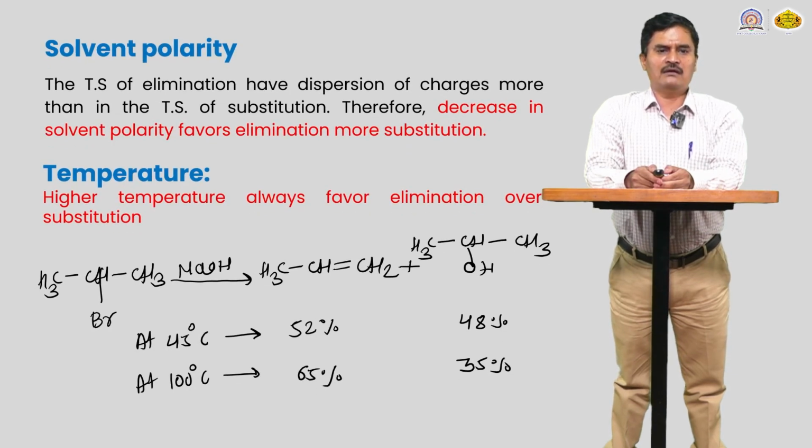Then another factor, that is the solvent. Third effect, that is the solvent. Increasing solvent polarity favors the substitution reaction. Means if the solvent polarity increases, then the substitution reaction rate increases while the elimination reaction rate decreases. The transition state of the elimination has more dispersion of its charges than the transition state of the substitution. Therefore, a decrease in solvent polarity favors elimination more than substitution.